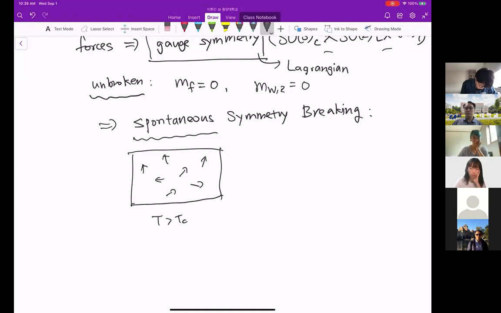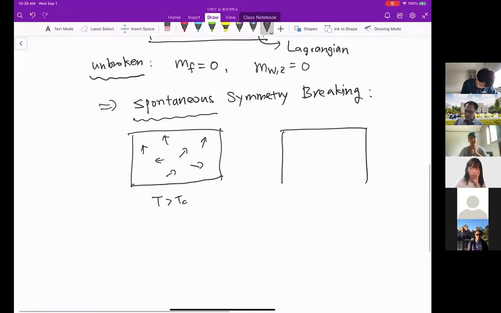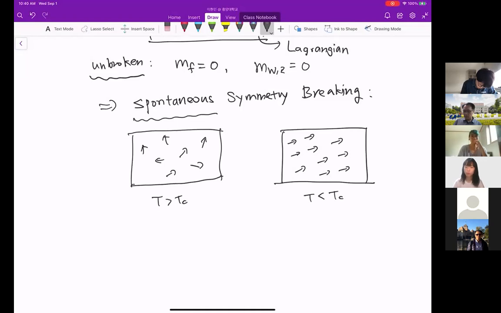But this system breaks below TC, below the critical temperature. The small magnets align to a particular direction. So this is the vacuum. We can think about this kind of analogy of the alignment of the system to a particular direction. So we call this spontaneous symmetry breaking.